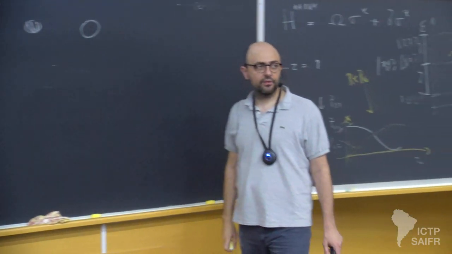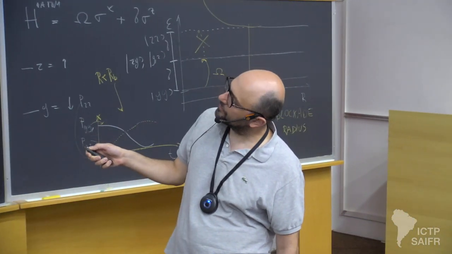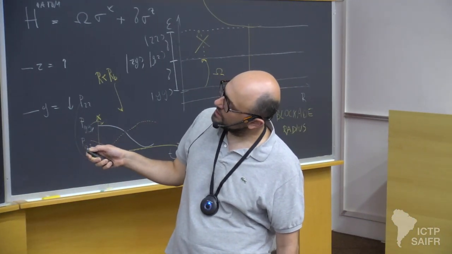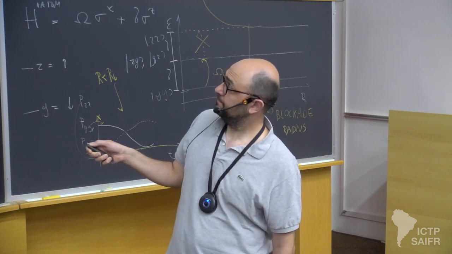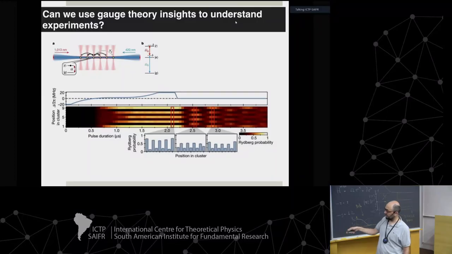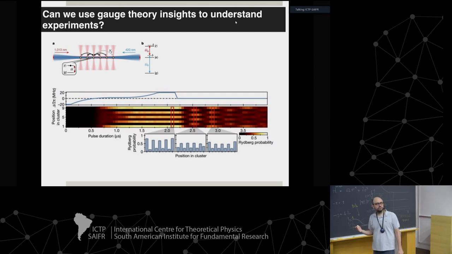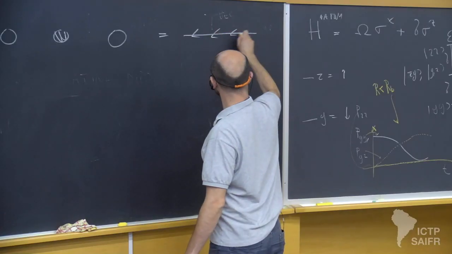Okay? And that you can see here is actually depicted by these colors. This is the position of the atom in the cluster, in the y direction. And if you see yellow, there is a Rydberg atom. If you see black, there is nothing. So this is really a null state. Okay? Remember, what was a null state in our language of the gauge theory? It was a string pointing left. Okay? In the gauge theory, this was a string pointing left.